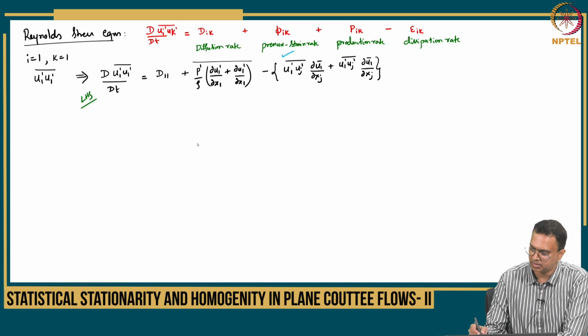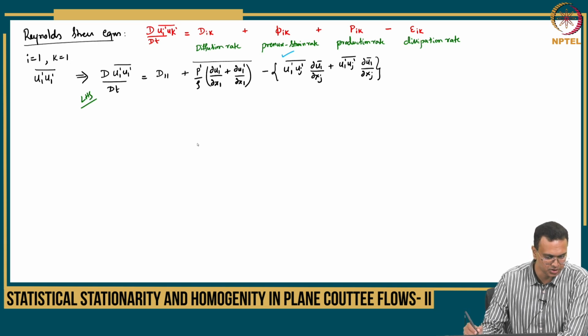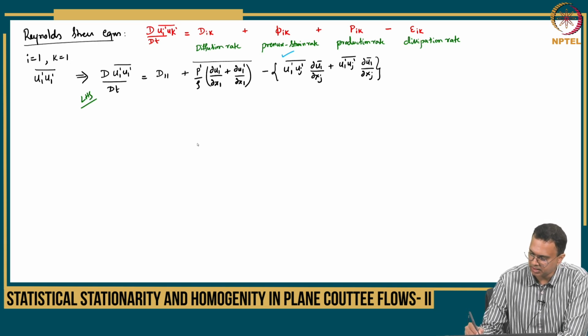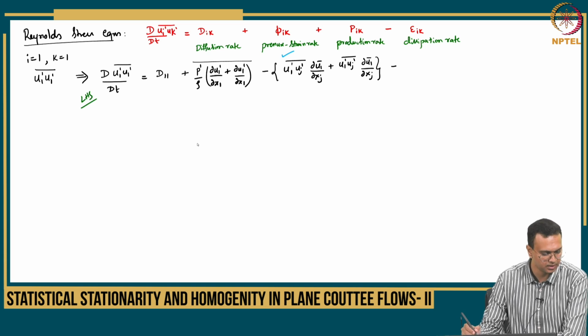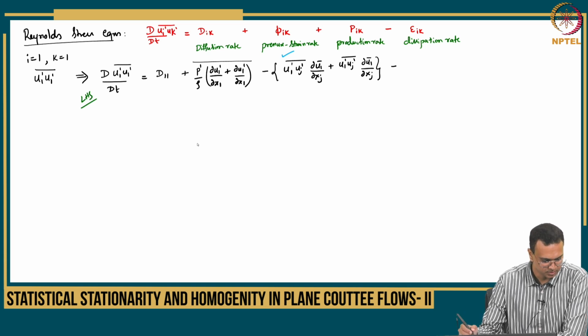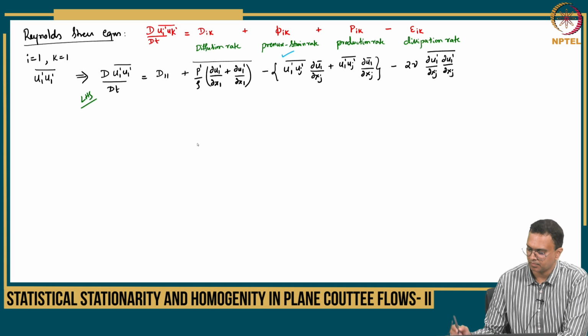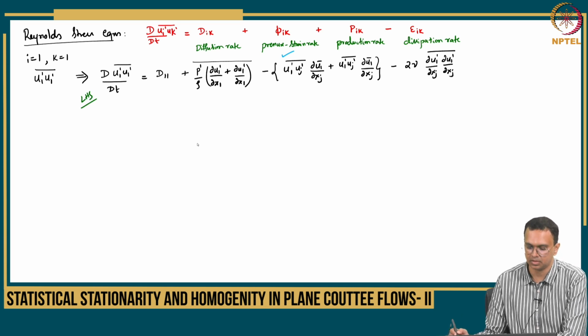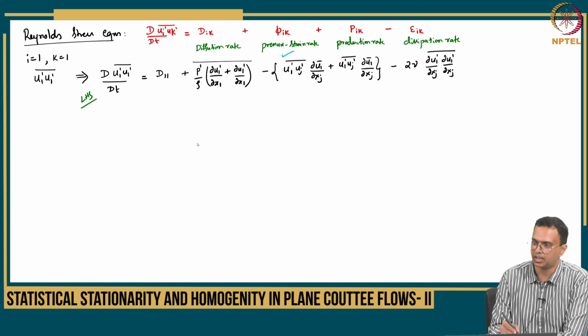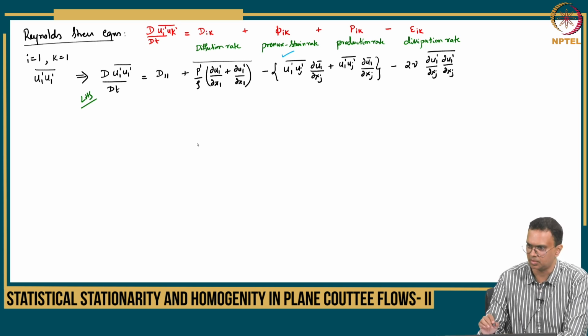So the production rate term looks like this, and I have the dissipation rate term. Dissipation rate is minus epsilon ik, which is 2 nu dou u1 prime by dou xj, dou u1 prime by dou xj. Okay, so this is the equation for your u1 prime bar Reynolds stress. The diffusion rate I did not expand. One can expand it and see, not a problem.